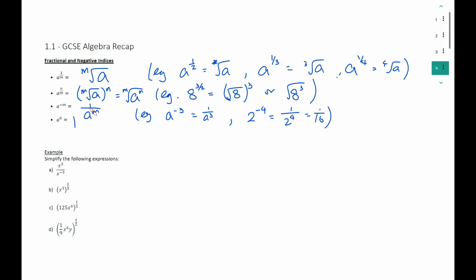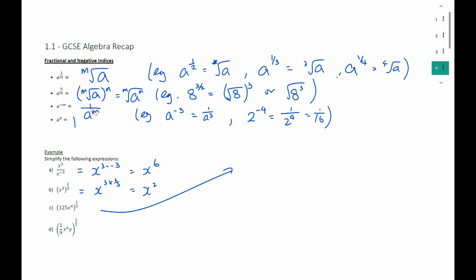We know that. Alright, example below, simplify the following expressions. X cubed over x to the power of minus 3 means we subtract the power. Negative means x to the power of 6. This one, power of a power, means we multiply it. 3 times 2 over 3, same as just x squared.